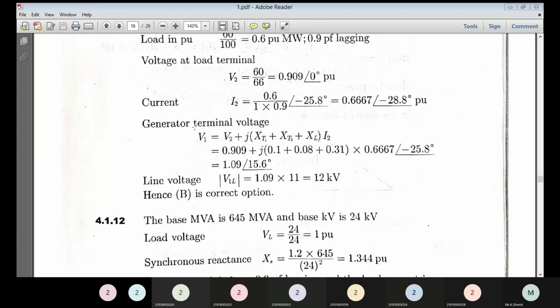So the generator terminal voltage V1 is nothing but V2 plus j times all the reactances of your transmission line, transformer 1 and transformer 2, multiplied with your current. So all values will vary. Now V1 is 1.09 at an angle of 15.6. Converting to the actual value with your base value, the base is 11, so 1.09 into 11 is nothing but 12. Hence option B is the right answer.